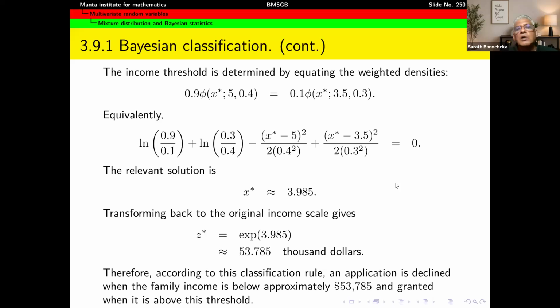So that's how simple Bayesian statistics is used in deciding whether a mortgage is granted or not for a randomly selected applicant.